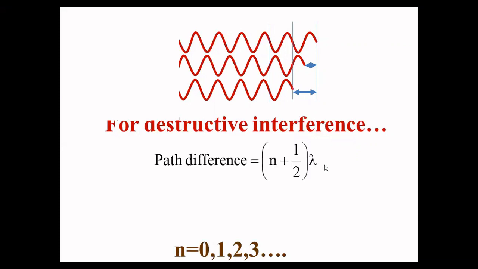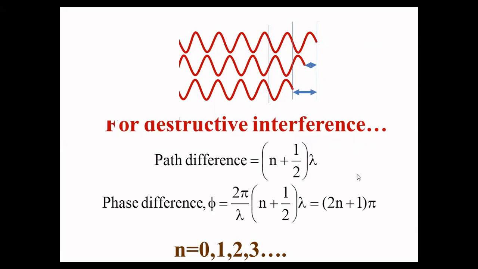So for destructive interference, path difference is n plus half lambda. N equal to 0 corresponds to lambda by 2. N equal to 1 corresponds to 1.5 lambda. N equal to 2 corresponds to 2.5 lambda, that is 5 lambda by 2, and so on. So what is the phase difference between such waves? If it is half lambda, then it is pi. If it is 1.5 lambda, it is 3 pi. So it is odd multiples of pi.